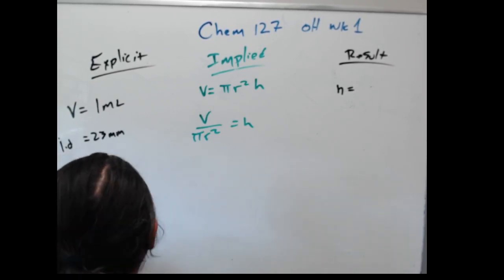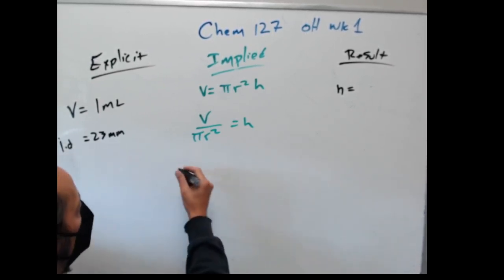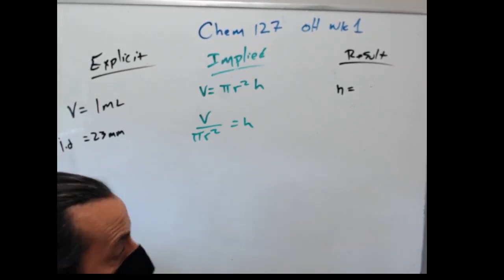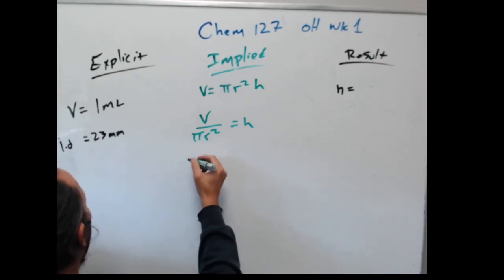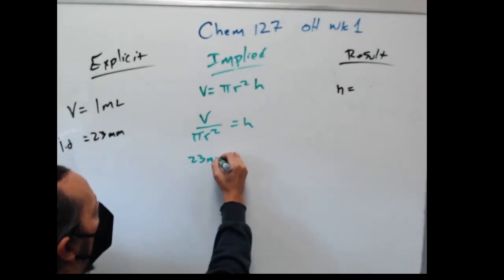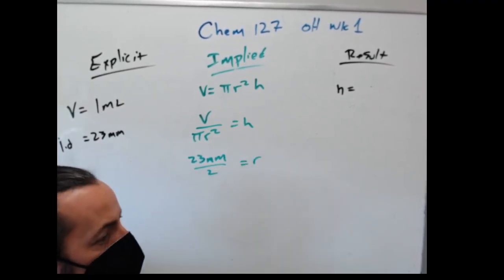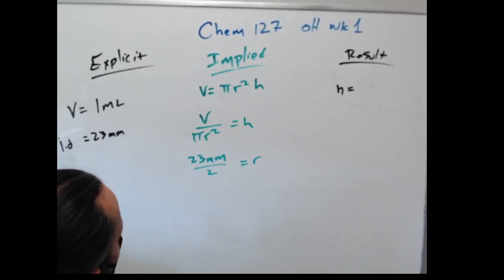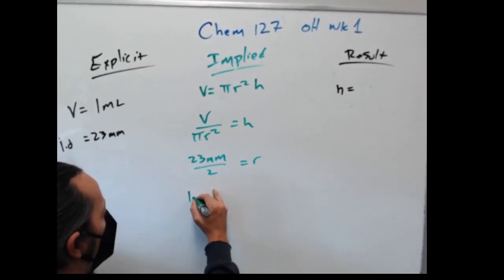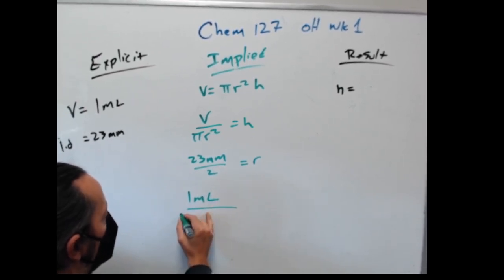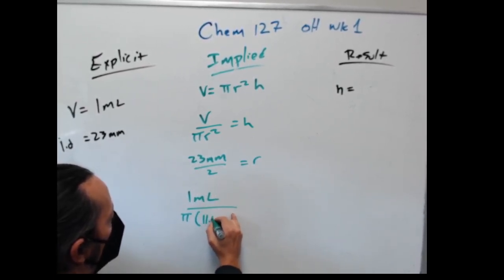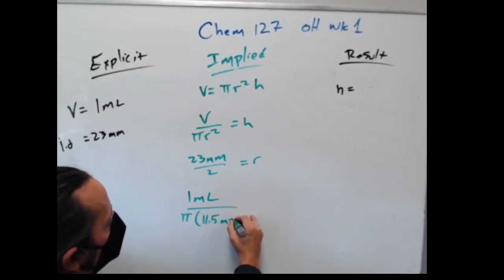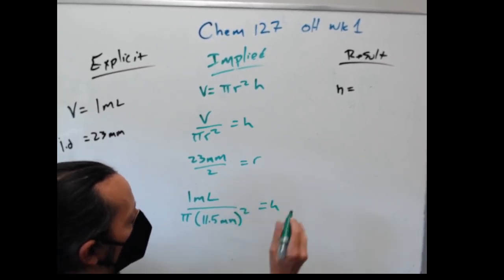I can go ahead and say my inner radius. So another thing that's not given in the problem, is just assumed you already know it, is that 23 millimeters divided by 2 equals the radius. Right? Diameter cut in half is the radius. That's going to be what, 11.5? So I'm going to have 1 milliliter divided by pi times 11.5 millimeters squared equals h.